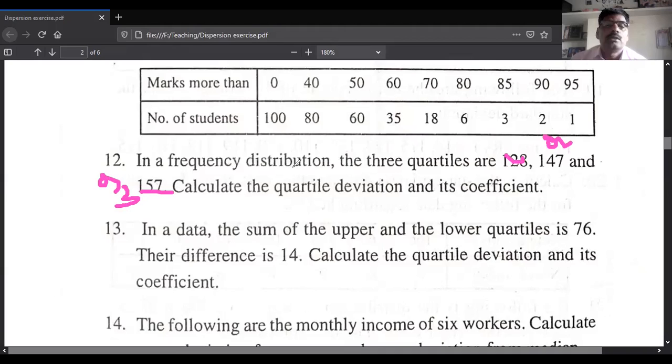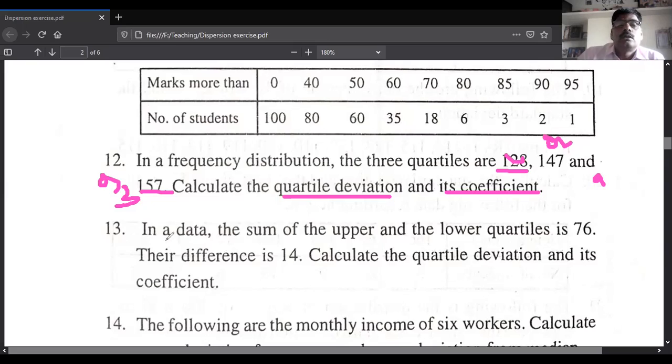Then you apply the equation for QD, quartile deviation. Quartile deviation is equal to Q3 minus Q1 divided by 2. Q3 is 157 minus 128, divided by 2 is the QD. Then the coefficient of QD is Q3 minus Q1 divided by Q3 plus Q1. Apply the equation and ascertain the answer. This is question number 12.